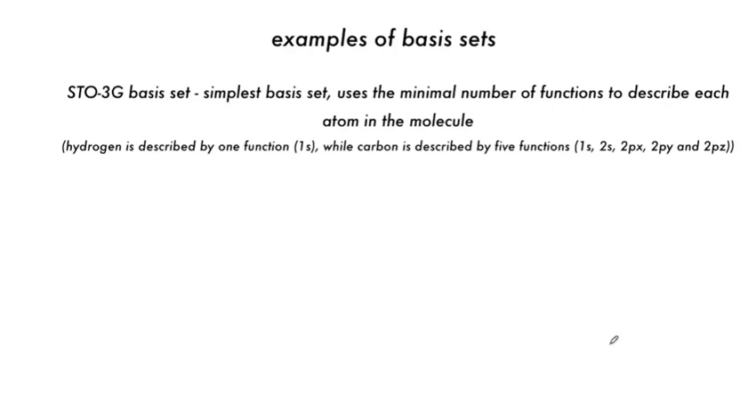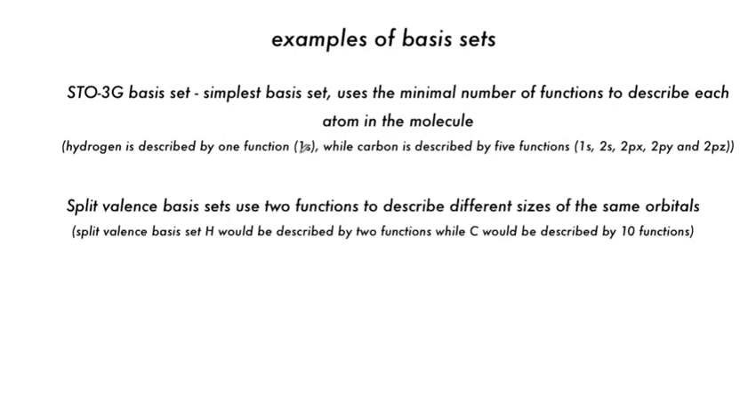So examples of basis sets. The STO-3G basis set is the simplest basis set and uses a minimal number of functions to describe each atom in the molecule. The hydrogen atom here is described by one function, the 1s, while the carbon is described by 5 functions, the 1s, the 2s, the 2px, 2py, and 2pz. So this is what I'm talking about whenever we have a very simple basis set. It basically means that the hydrogen only has one orbital available to it, so it cannot be excited in any way.